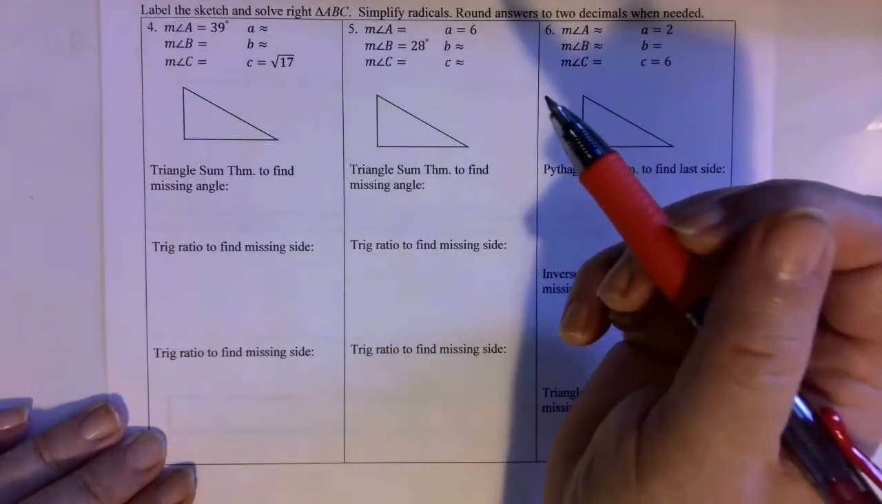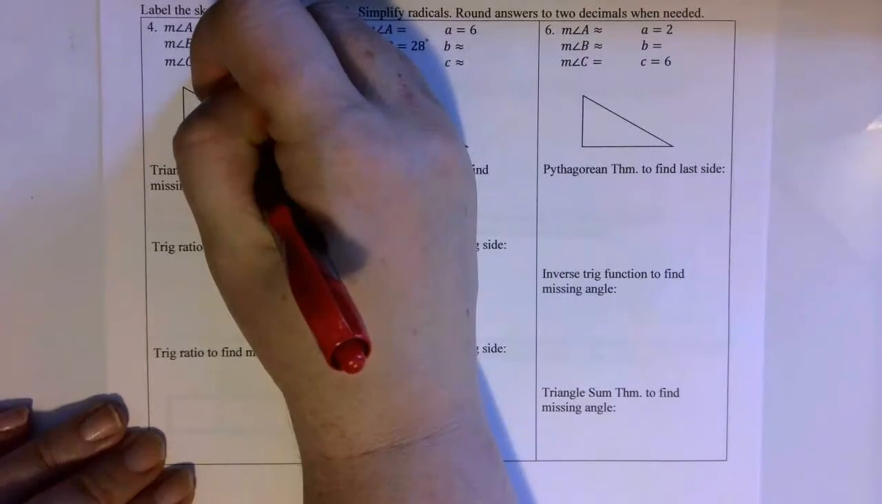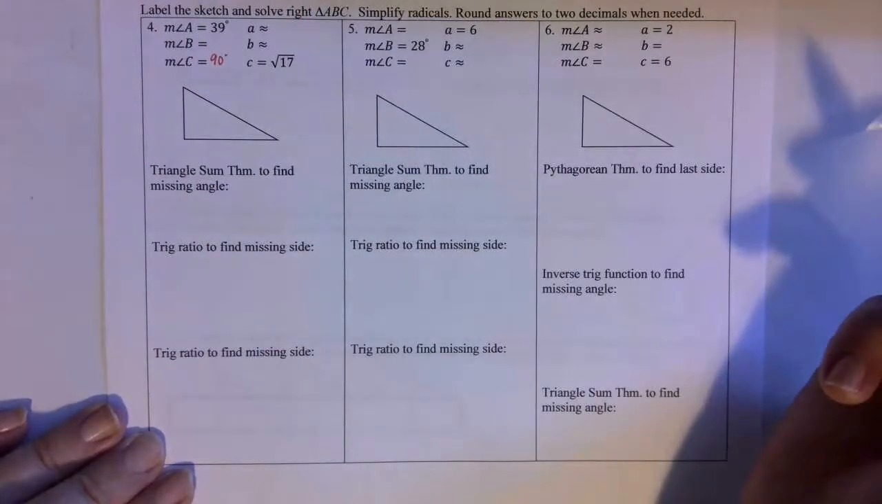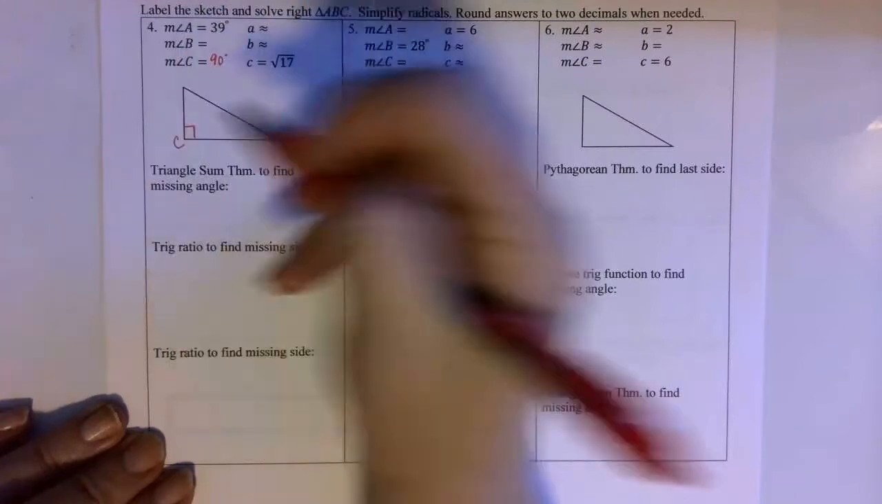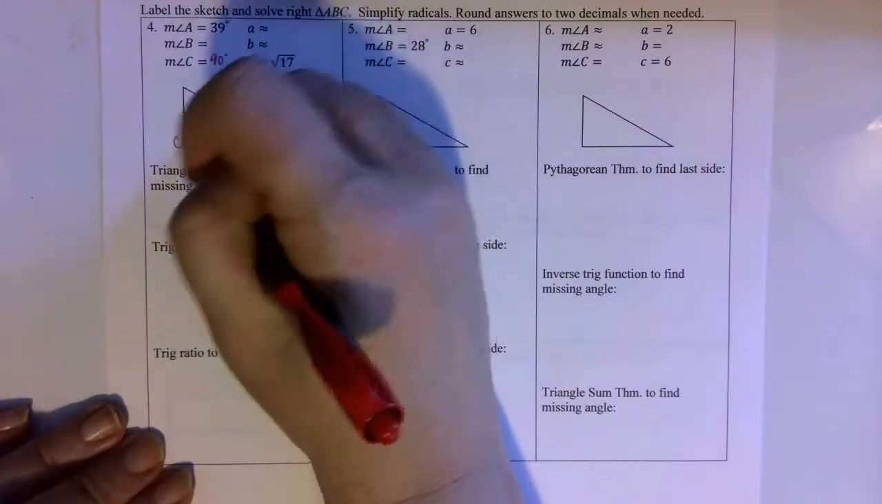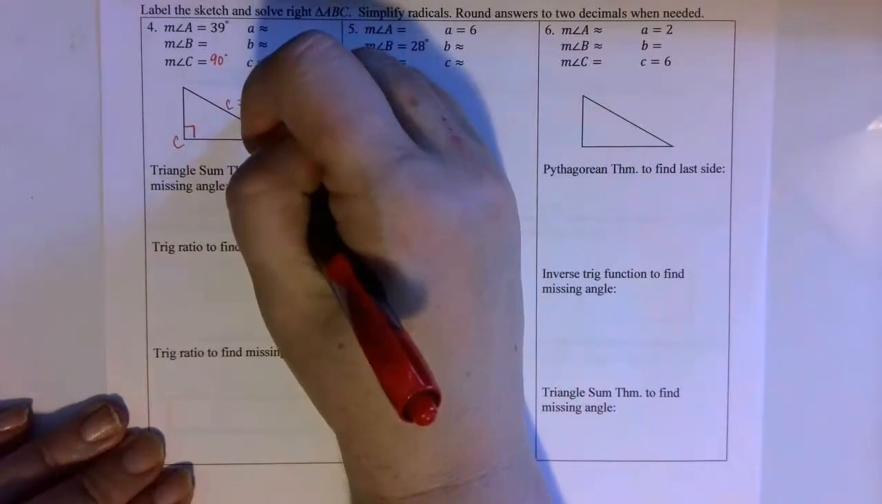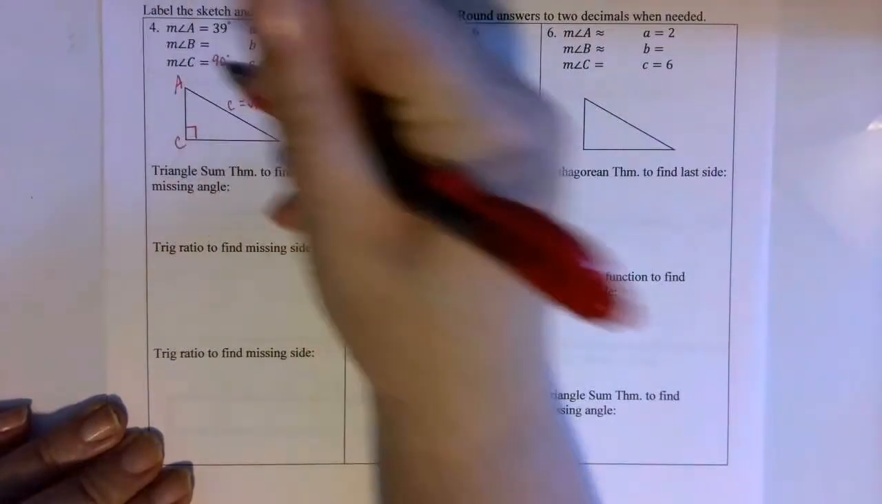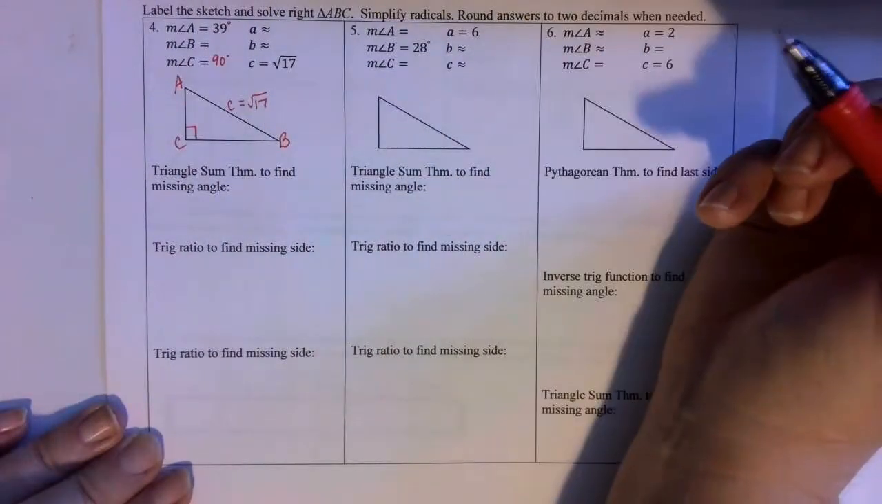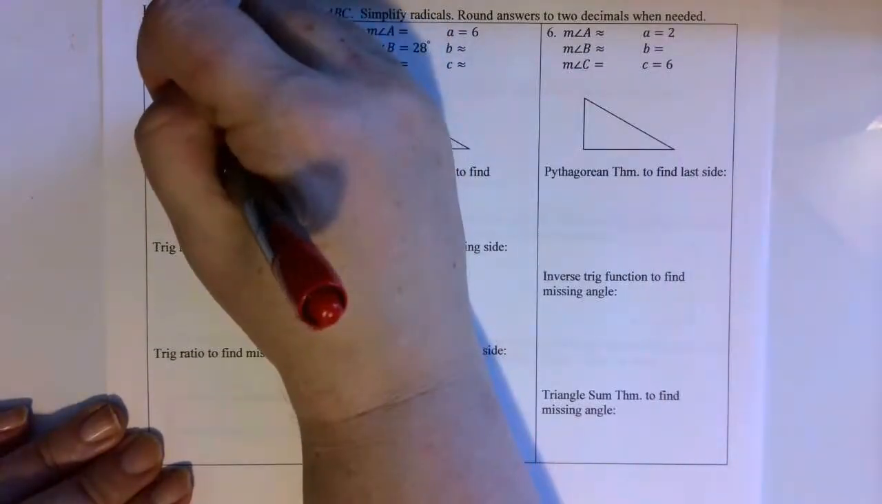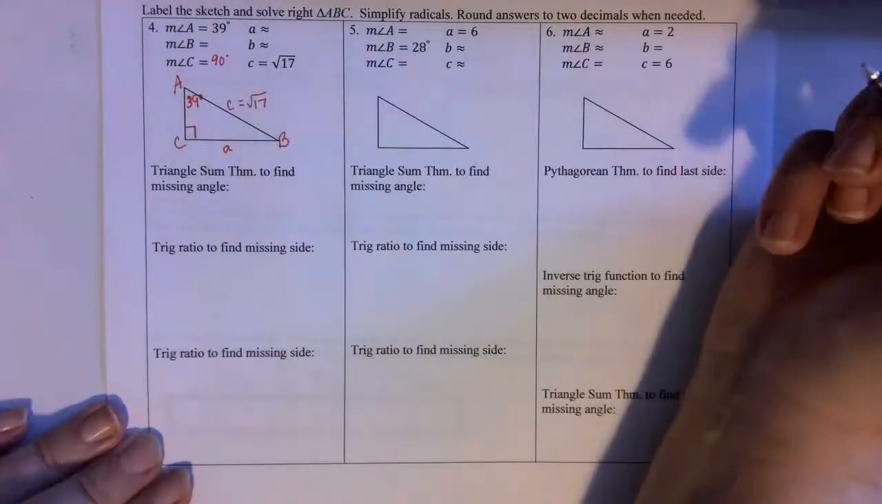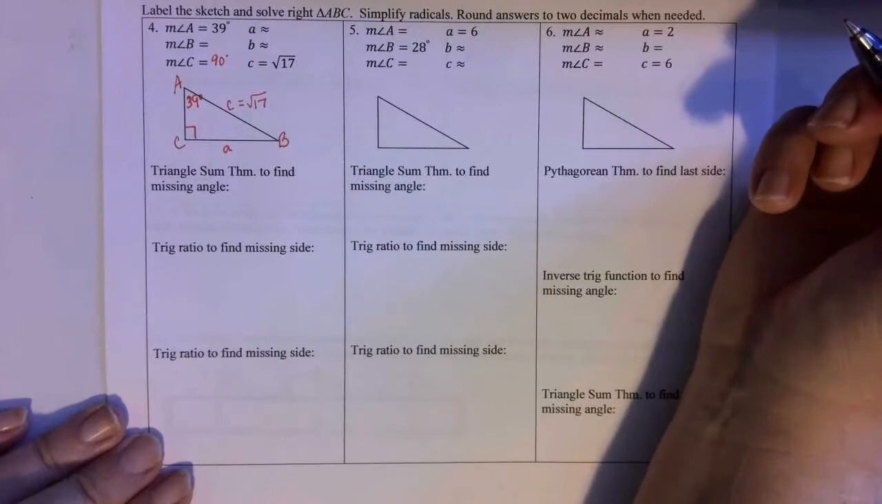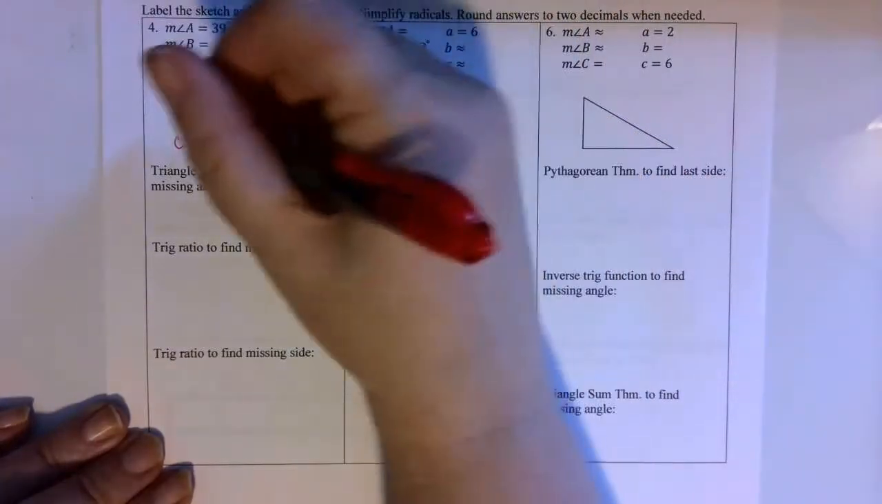So in number 4, since this is a right triangle, we know that angle C is 90 degrees, and side C is the side opposite that right angle, and so the hypotenuse is the square root of 17. Then the other angles, A and B, we can label interchangeably. Angle A is given as 39 degrees. Side A has to be opposite, and we use capital letters for angles and lowercase letters for sides. Angle B then is opposite side B.